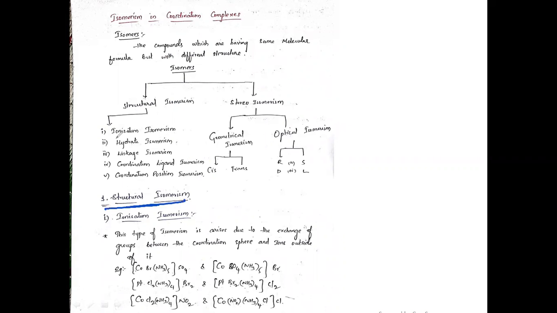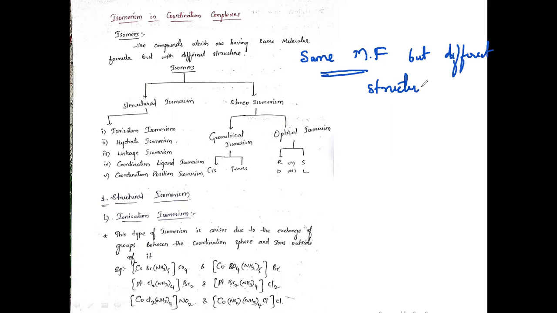Let us take the first one, ionization isomerism. What is actually ionization isomerism? There should be the same molecular formula, but a difference in their structure. Hence, they are called structural isomers.